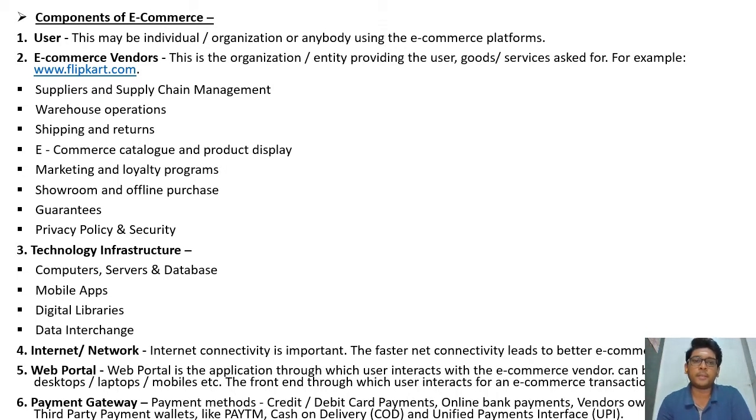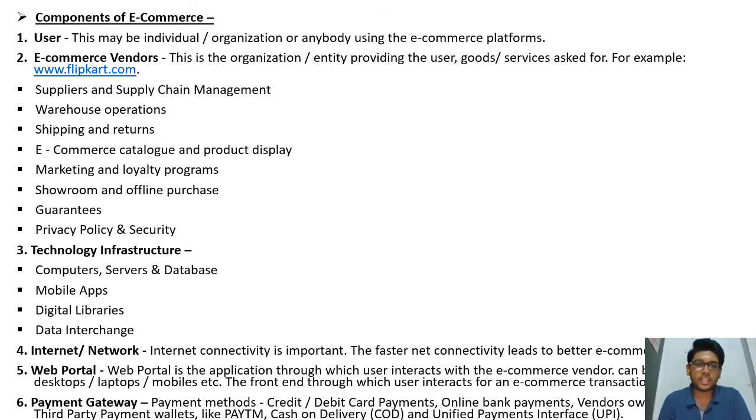Next, showroom and offline purchases also available. I give you guarantee for the product. Suppose I purchase a TV, I give you 1 year guarantee, warranty அந்த மாதிரிலாம் தரல. That is guarantees and warranties. Finally, privacy policies and security. We always have to have a tick box, correct, which we understand, accept the security and privacy policy in the internet. அதெல்லாம் தான் privacy policy and security.